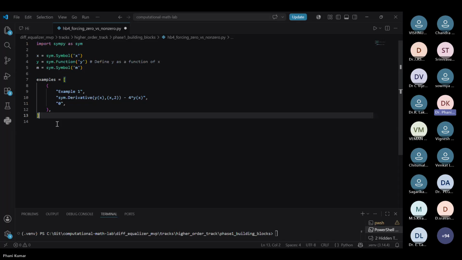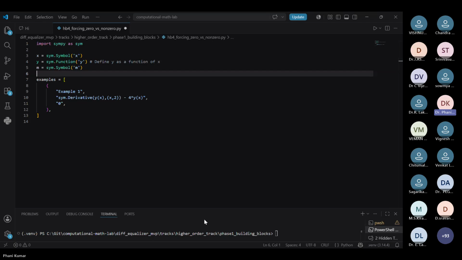So what differential equation does this represent? d square y by dx square minus 4y, right? So this is equal to 0. It is a homogeneous differential equation. This is the example, because whenever I write this in blue color, it represents the differential equation like that.